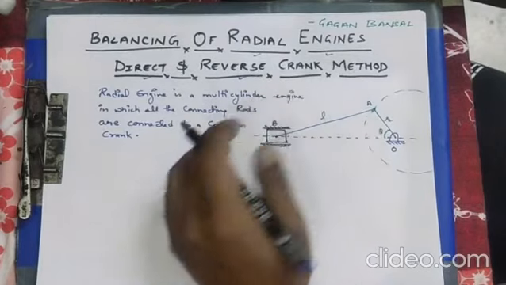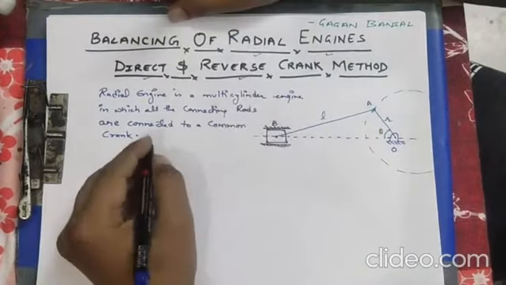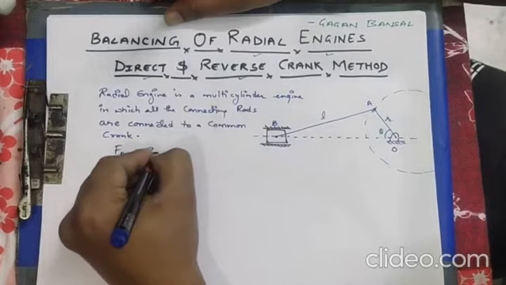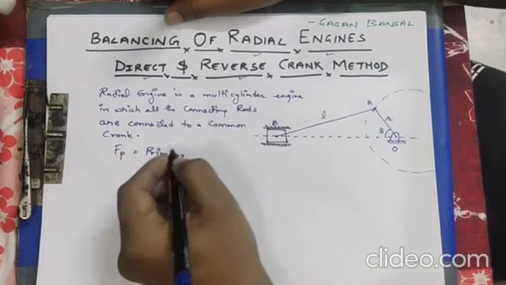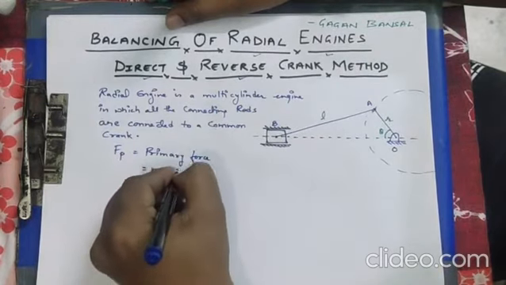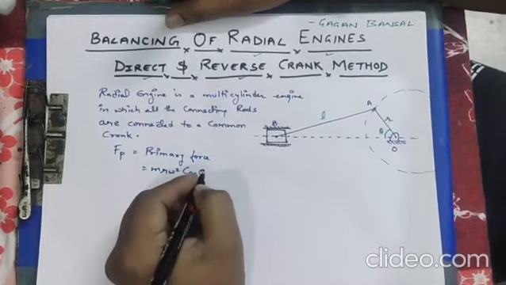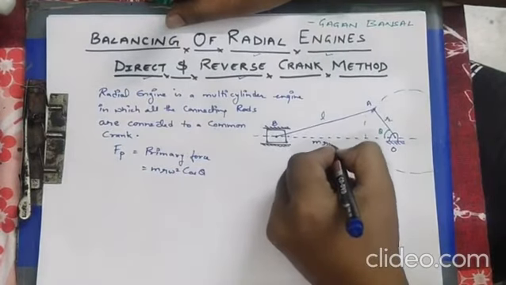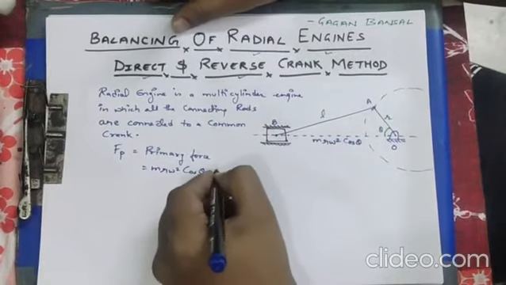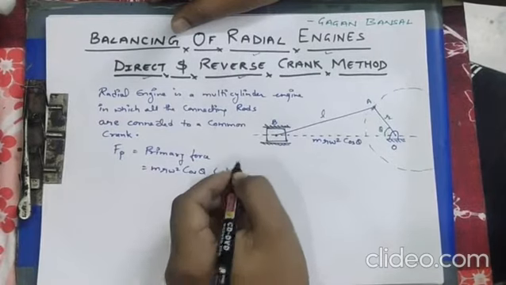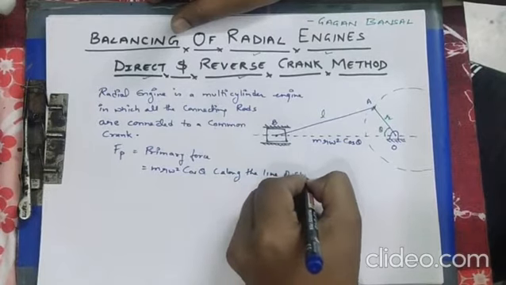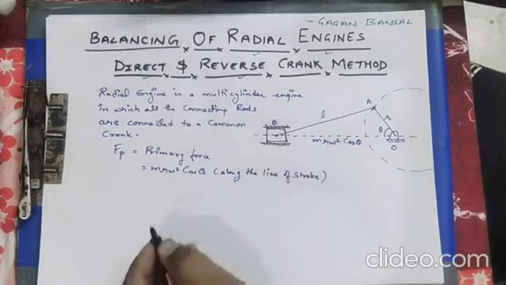So as you can see in this figure, the primary force magnitude is m r omega square cos theta. So that is m r omega square cos theta, and this is along the line of stroke or line of action I am using many times.